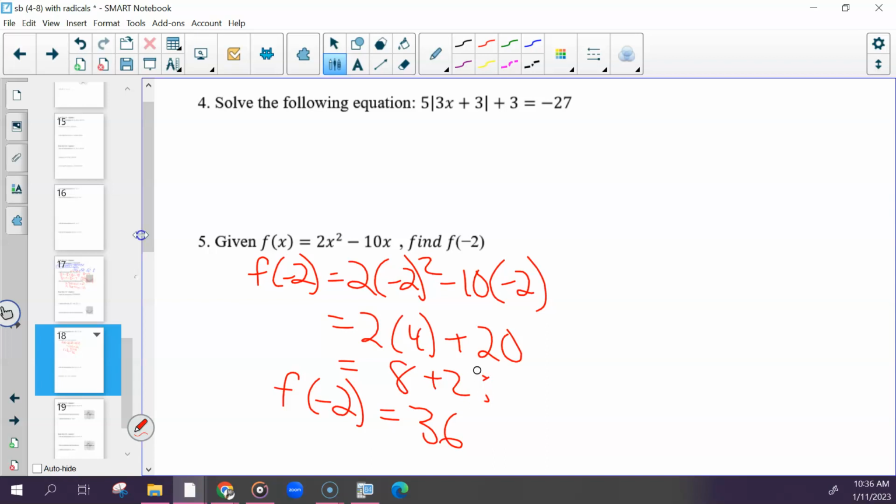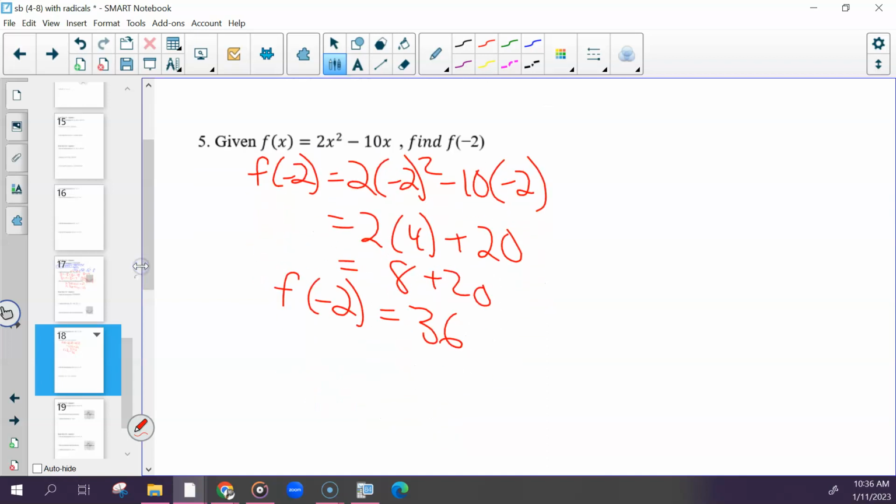Oh, that should have just been 20. My bad. I was thinking 8 and then I added them together before. Anyway, 28. My bad. My brain was working faster than my hand was.